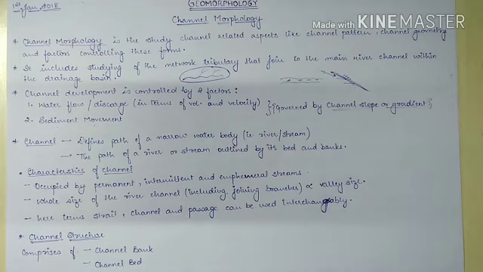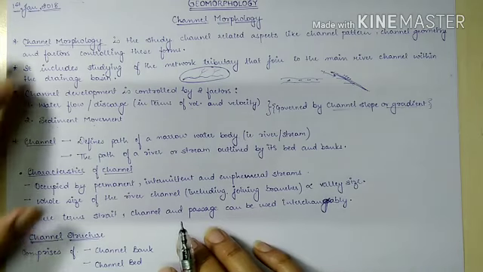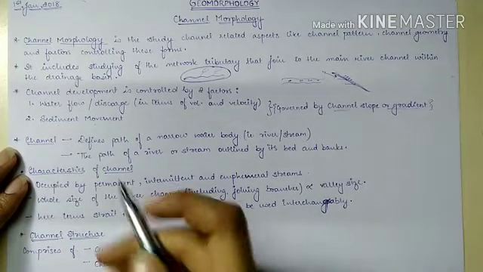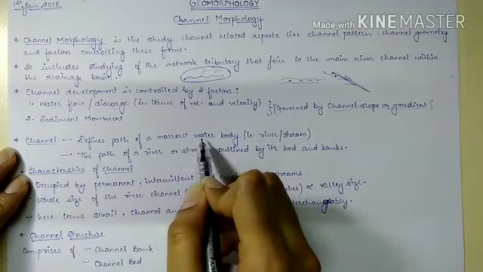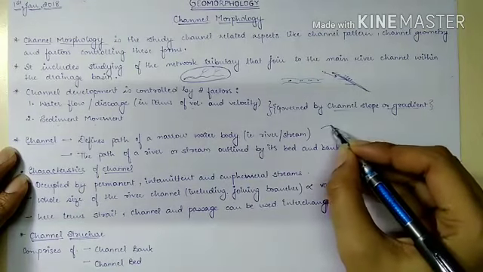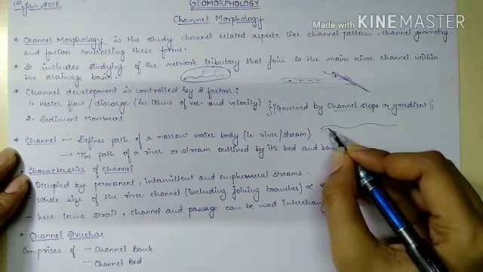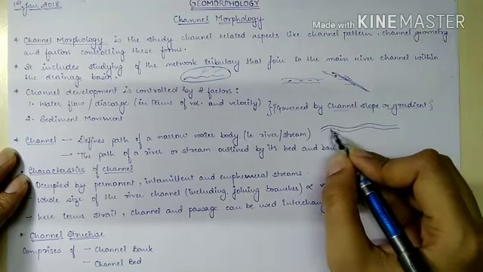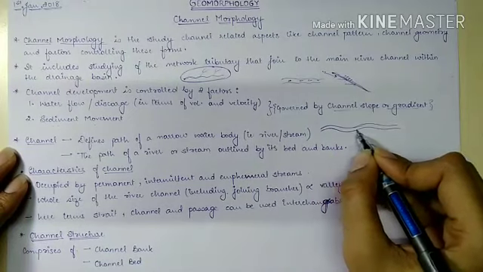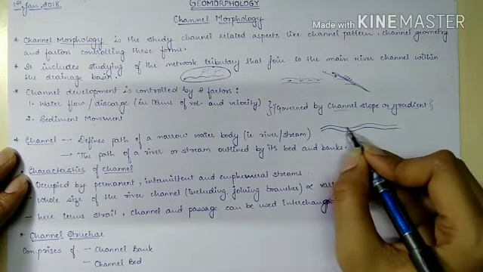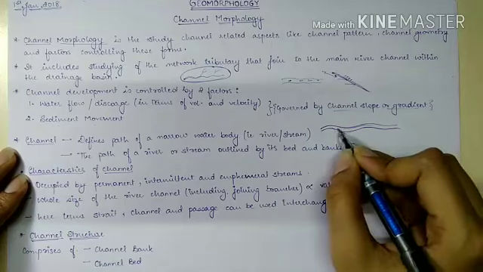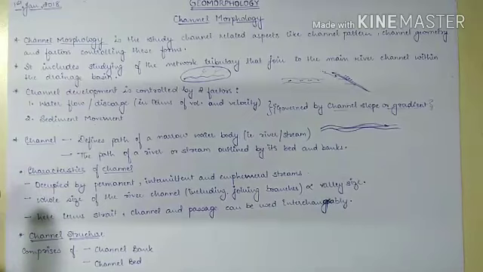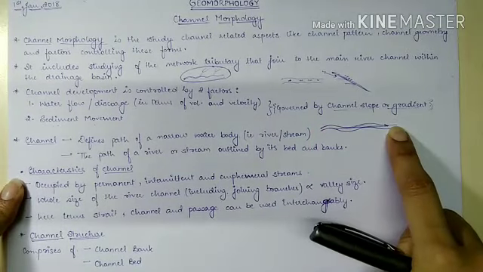Now, we have studied channel morphology. Now what exactly is a channel? A channel is the defined path of a narrow water body. It is a defined pathway. See, the river is moving, this is a river flow. So this river has a narrow body, a narrow elongated body, and it has a defined path. So this is known as a channel.